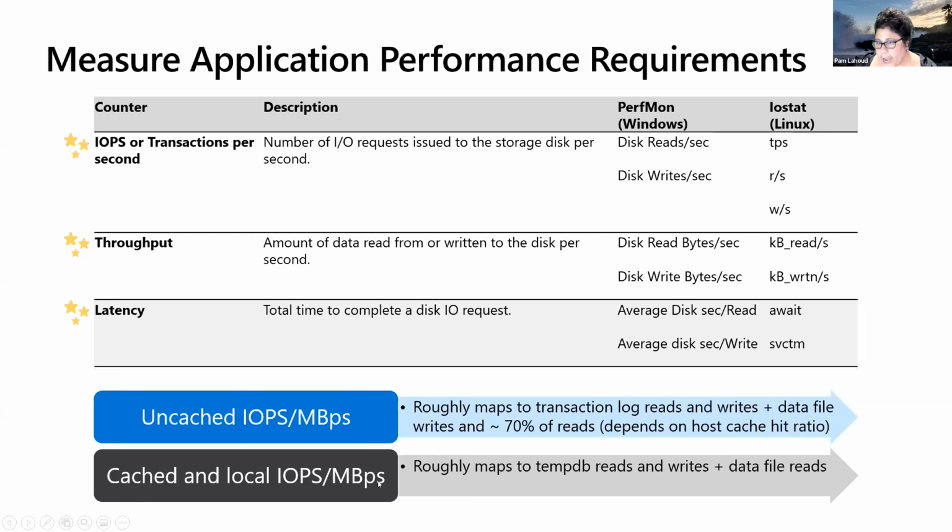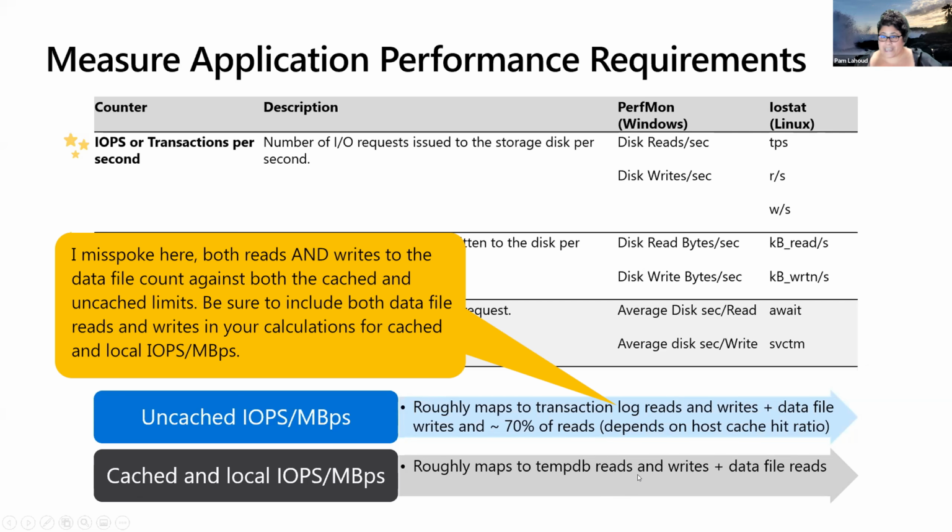Cached and local IOPS and throughput, this roughly maps to your tempdb reads and writes, plus your data file reads. All your data file reads, because even if they're a cache miss, they're still hitting the cache limit. So all of your data file reads, but not the writes, because you're only going to turn on read-only caching. So all of your data file reads, and then all of your tempdb reads and writes.